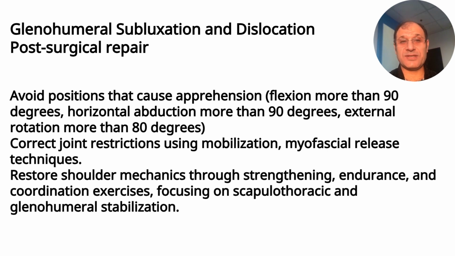Glenohumeral subluxation and dislocation. Post-surgical repair patients should avoid positions that cause apprehension, like flexion more than 90 degrees, horizontal abduction more than 90 degrees, and external rotation more than 80 degrees. Correct joint restrictions with mobilization and myofascial release techniques. Restore shoulder mechanics through strengthening, endurance, and coordination exercises, focusing on scapulothoracic and glenohumeral stabilization.